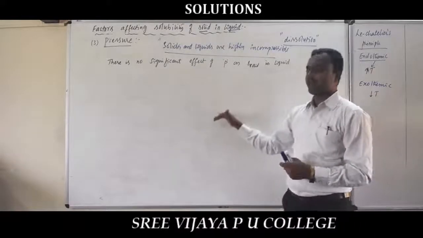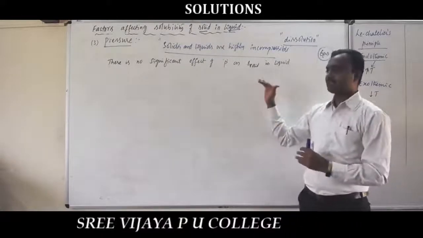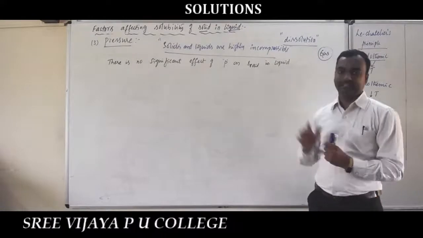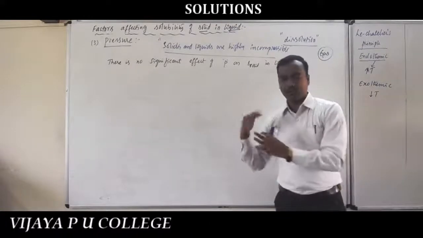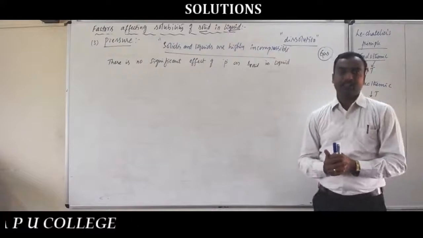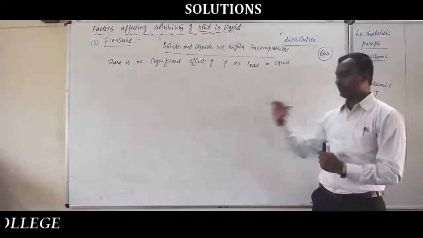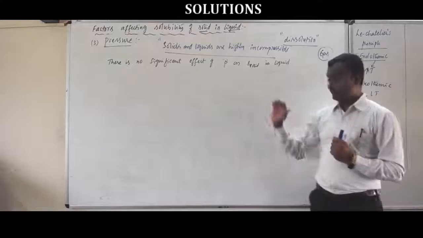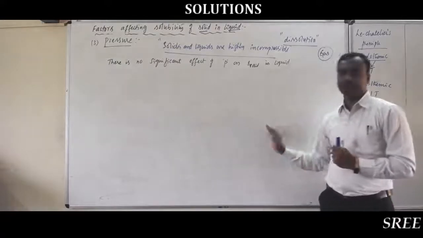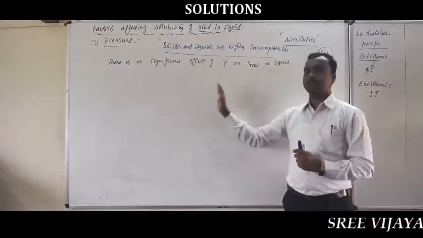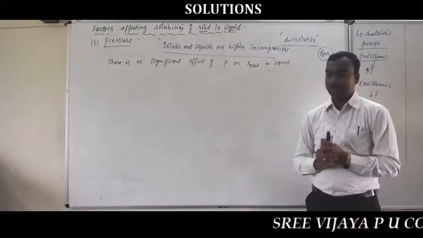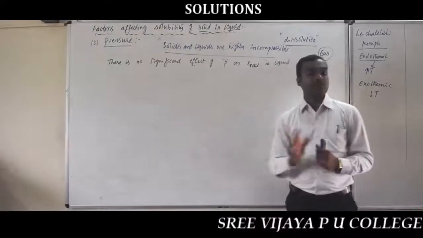Among the following factors, which will not affect the solubility of solid in liquid? Option A: nature of solute, nature of solvent, temperature, pressure. So nature of solute and solvent will affect the solubility of solid in liquid. Temperature will also affect the solubility of solid in liquid.